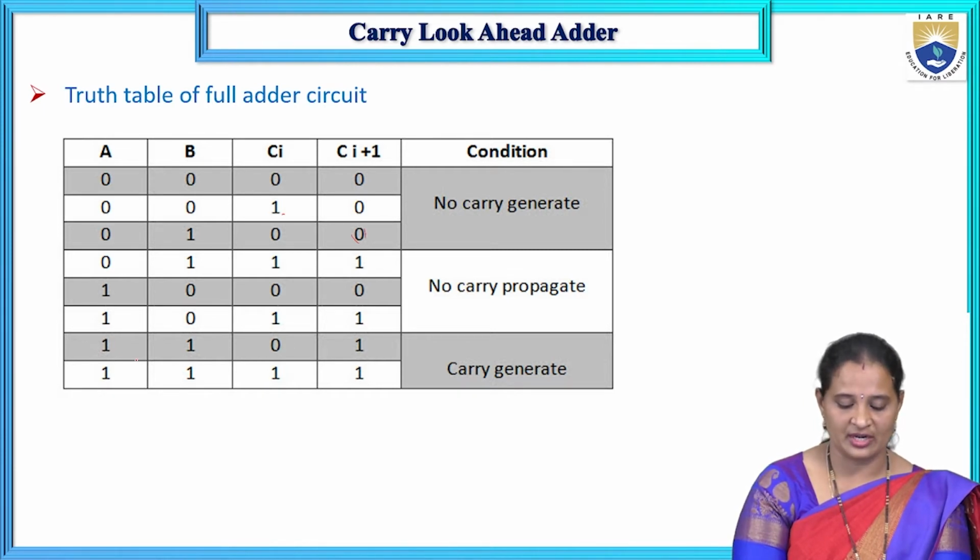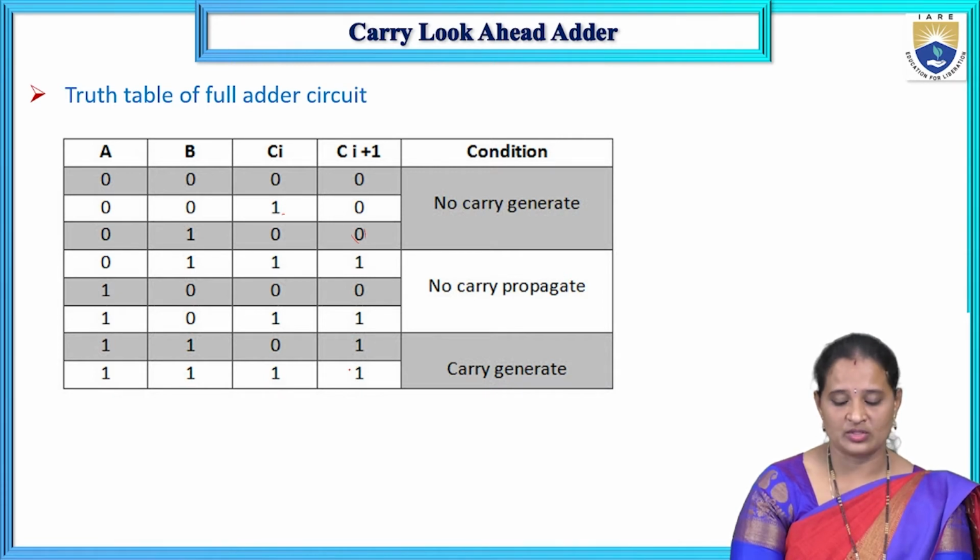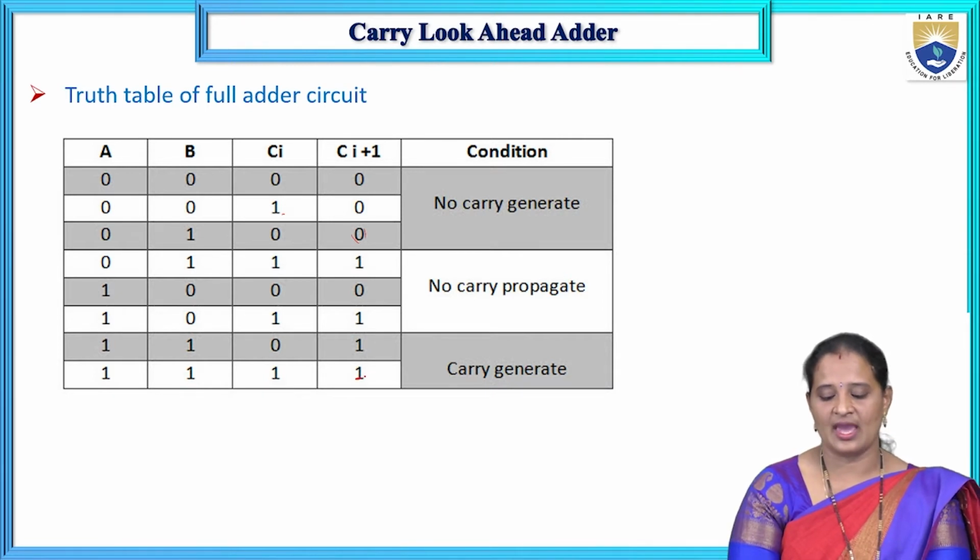So carry is generated. Next 1, 0, 0. So 1 plus 0, 1. 1 plus 0, again 1. So in this case also no carry is generated. And 1 plus 1 is 0 with a carry 1, so carry is generated. Now 1, 1, 0: 1 plus 1 is 0 with a carry 1, so carry is generated. And the last one, 1, 1, 1: 1 plus 1 is 0 with a carry 1, and 0 plus 1 is 1, so carry is generated.